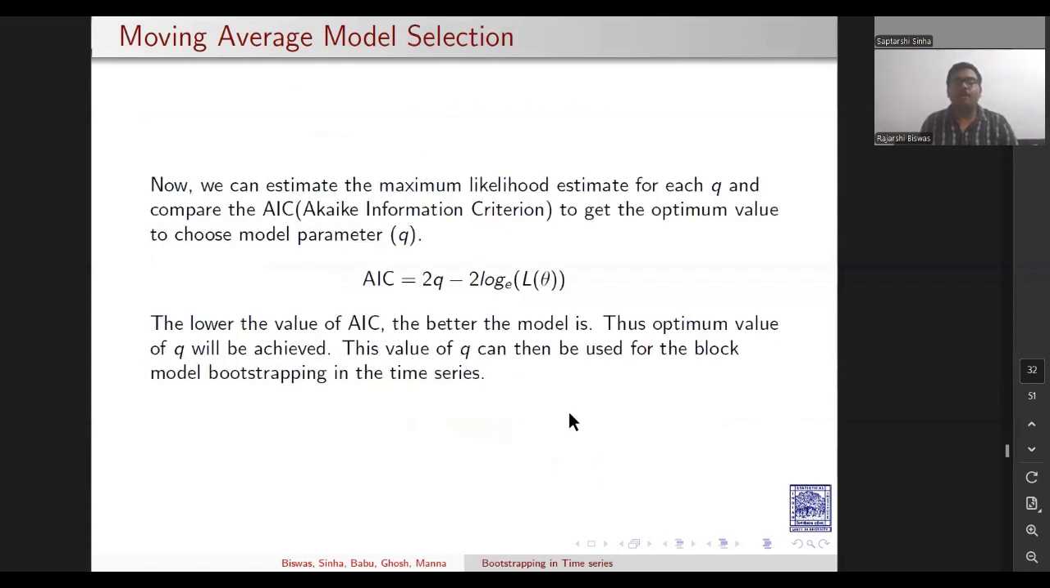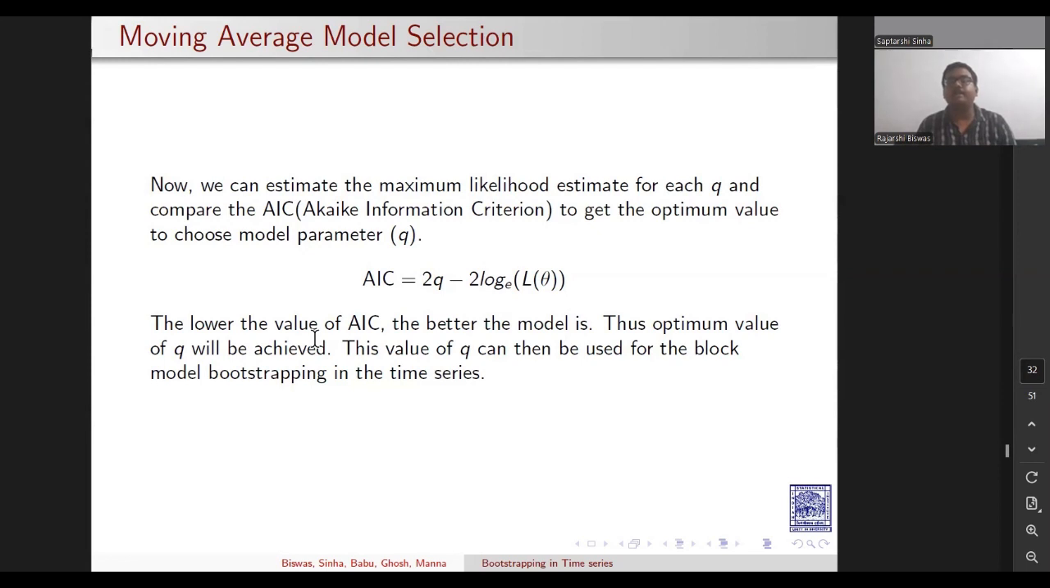Now, for all values of q, we can estimate the likelihood function of theta and get the log likelihood function as log L theta. And we can measure the goodness of the model based on the Akaike information criterion, that is AIC, which can be represented as 2q minus 2 log L theta, where q is the number of parameters, and the log L theta term is basically the log of the likelihood function. Now, the lesser the value of AIC, the better the model is.